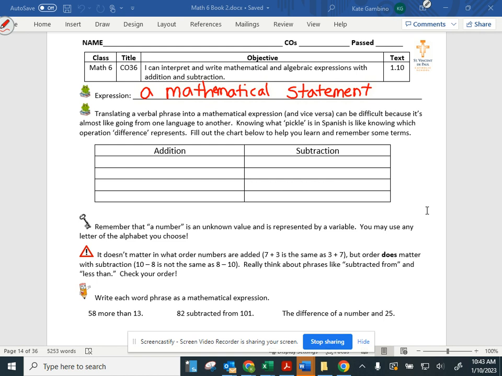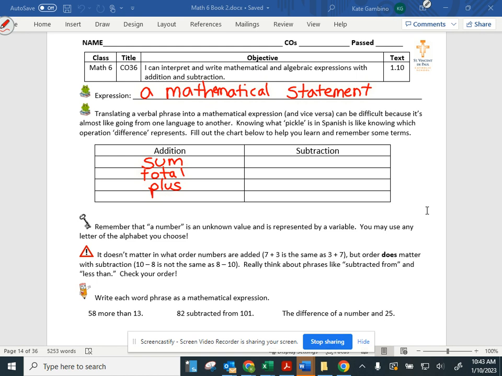So we're going to fill out the chart below to help you learn and remember some terms. So when we hear certain phrases, we will know if we are adding or subtracting. So in addition, if you see the word sum, total, or plus, we will know that we are going to be doing the operation of adding. So everybody should be writing this down.